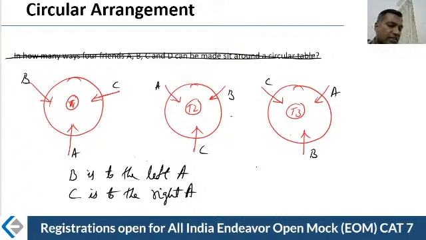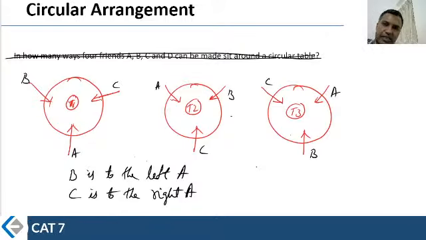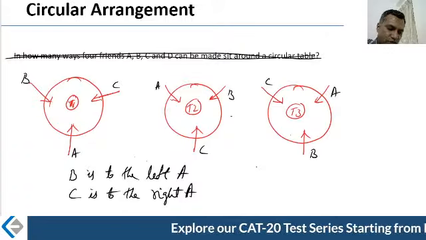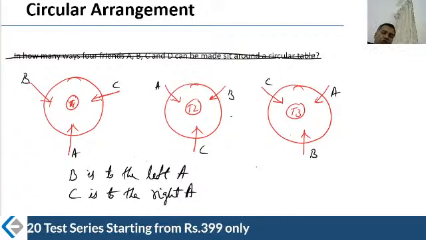You may think it looks different, isn't it? It looks different, but the technicals behind this question are the same. B sits to the left of A and C is to the right of A. That's it. So all three arrangements are the same. Where did you make a mistake? You made a mistake because you did not take the reference.